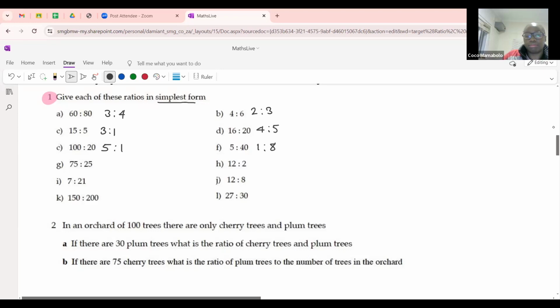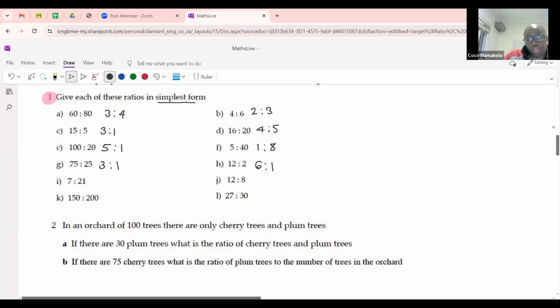So number G is 3 is to 5. 3 to 1. Good. Keep going. And then H is 6 is to 1. Good. Number I is 3 is to 8. And then J. Tell me what I is again. 3 is to 8.